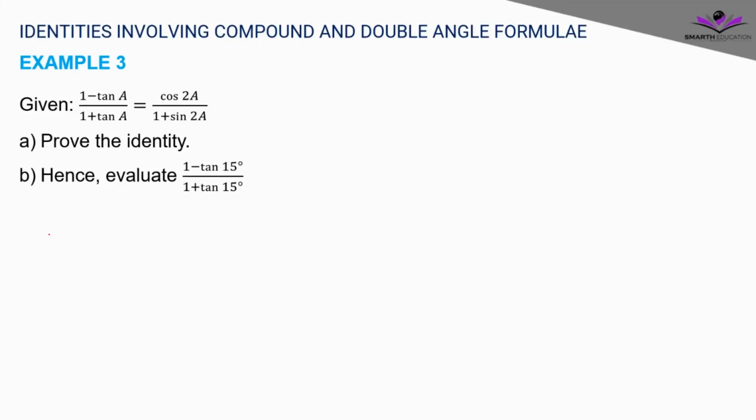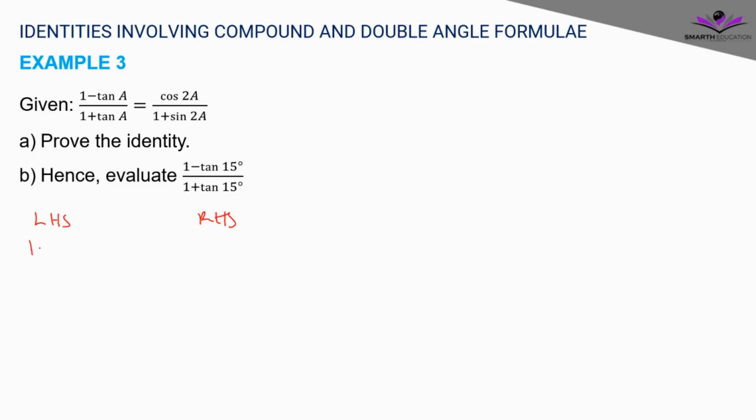Alright, let's do example 3. We start by doing 3a. We're given that (1 minus tan a) divided by (1 plus tan a) is equal to cos 2a over (1 plus sin 2a). We need to prove this. So let's have our left hand side and the right hand side.